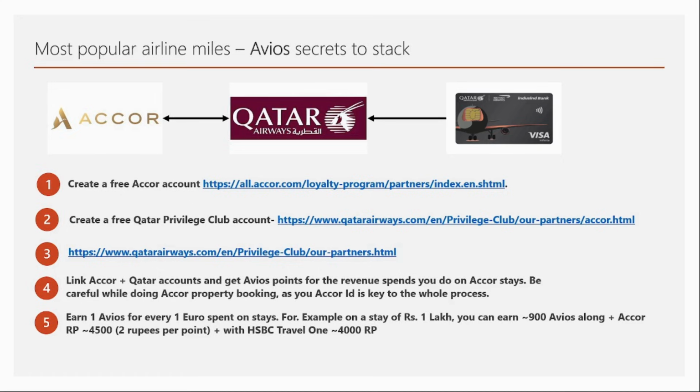But what you need to do before you do any Accor stay, make sure you have the right Accor ID linked to your Qatar Airways ID and then do these transactions. Otherwise, you may get the Accor point, but you won't get the Avios point, or it can be vice versa. So if you fly using Qatar Airways or British Airways, you accumulate some points, but there won't be any reflection on your Accor points. So it is very important to have Accor and Qatar connected before you do any kind of transactions, right?